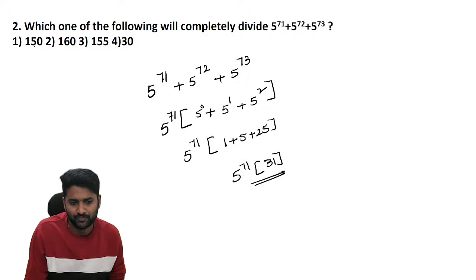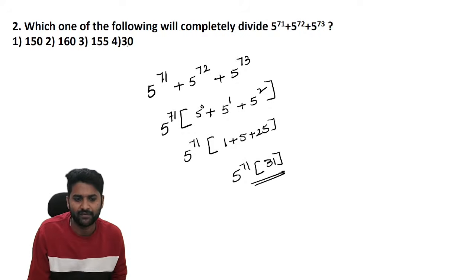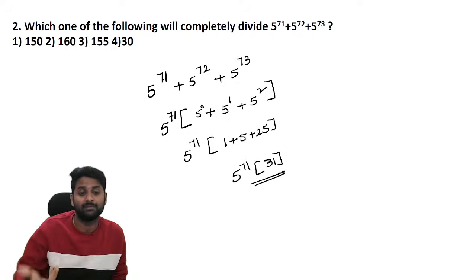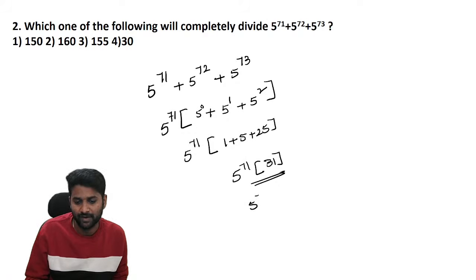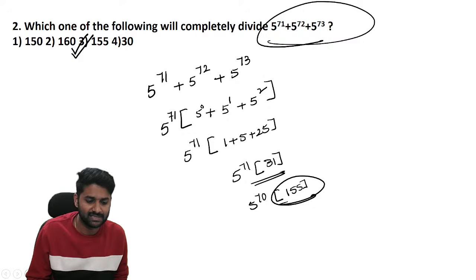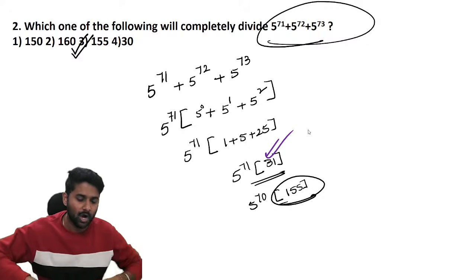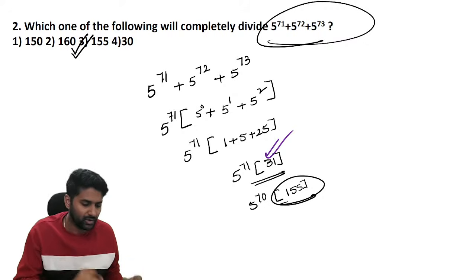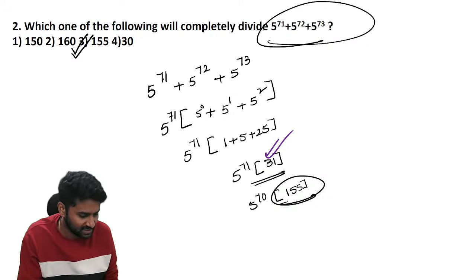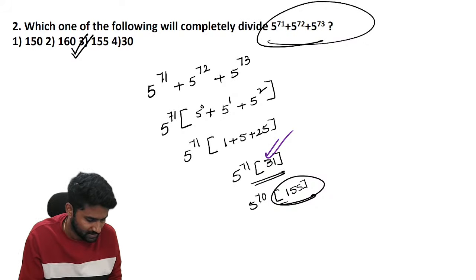If you check the options 150, 160, 155, 30, you can't see 31. But the possible answer is a multiple of 31 also. Why? Because 5 into 31 is 155. So when the question asks which of the following is completely divided by this number, the possible answer is 31 or a multiple of 31. So according to the options, 155 is the correct answer. Is it clear?